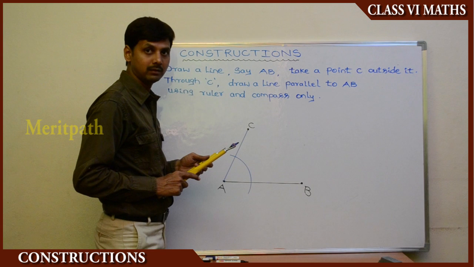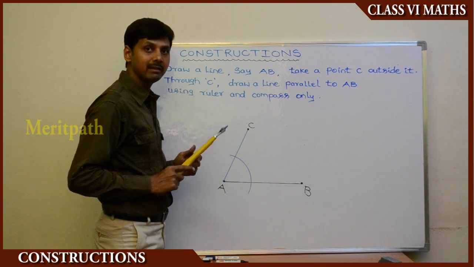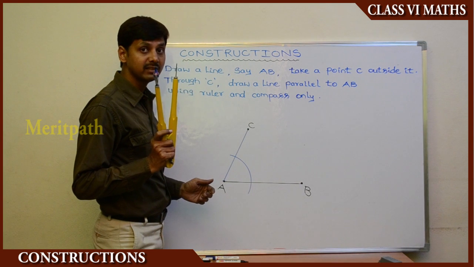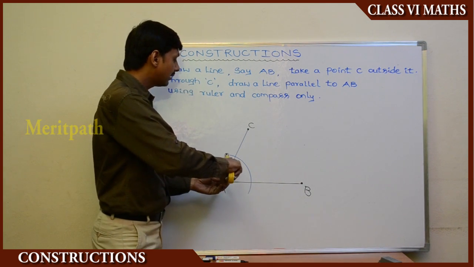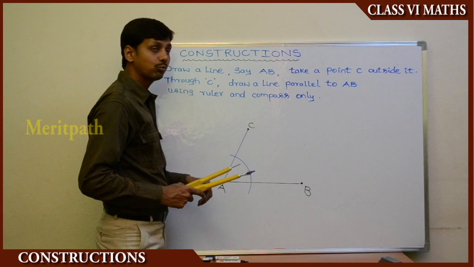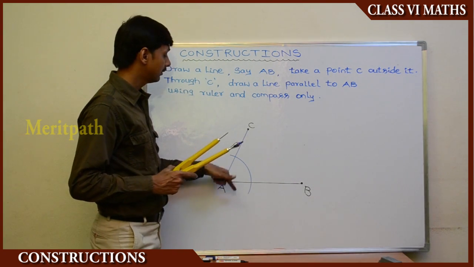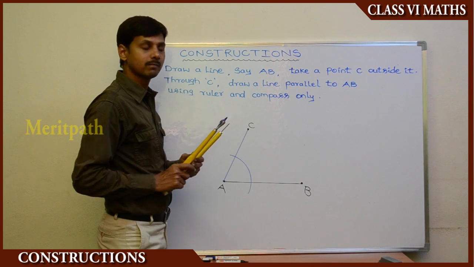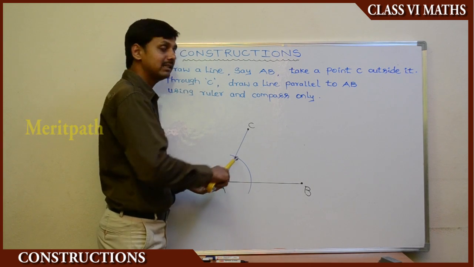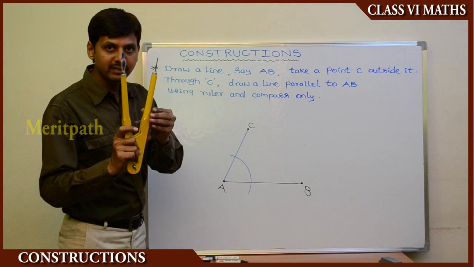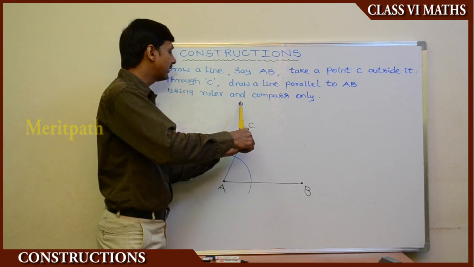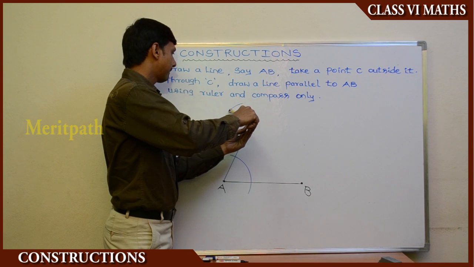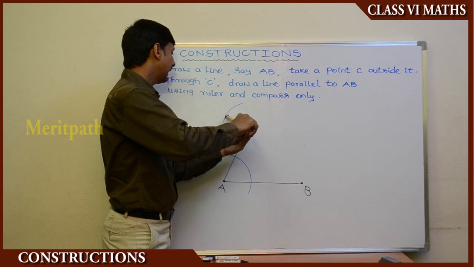It's making some angle. Let's see again what we have done. We have taken the vertex A and made an arc on this. So we got one arc, and it made an angle. So we'll take the same radius that we have taken at A, and using the vertex C, we'll make an arc again.